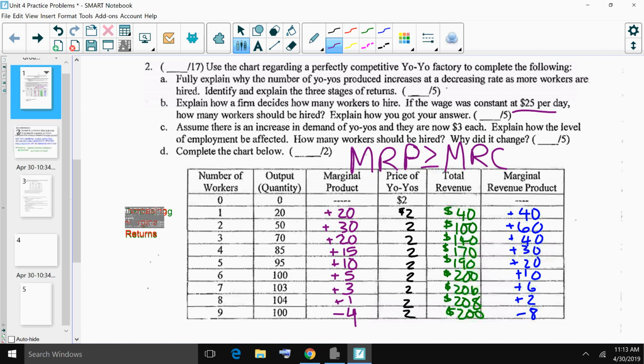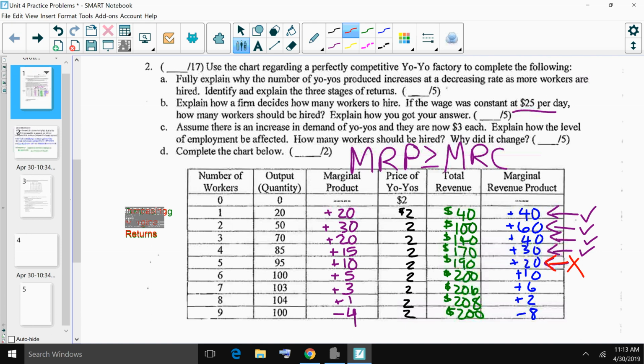how many workers? Cost is 25, but they gain us 40. Do we hire this guy? Yes. They cost us 25, he made us 60. Do we hire that guy? Yes. Cost us 25, he made us 40. Do we hire him? Yes. He cost us 25 and this guy made us 30. Do we hire him? Yes. He cost us 25, but he made us 20. Do we hire him? No, we do not hire him. This guy would not have a job at our factory.